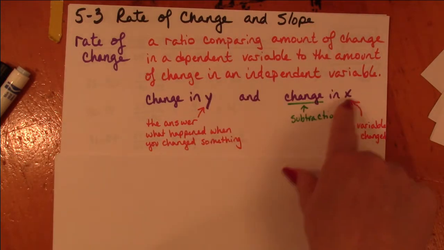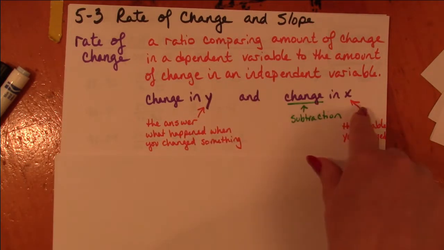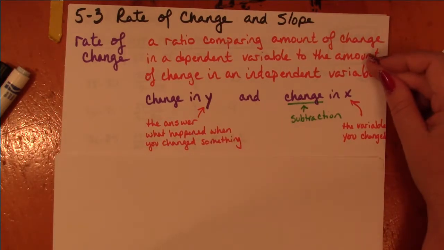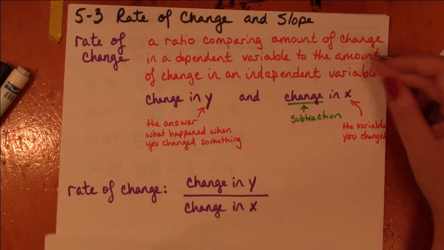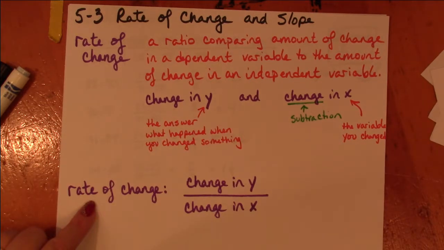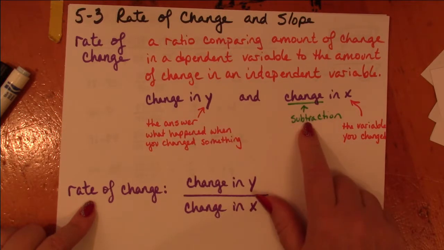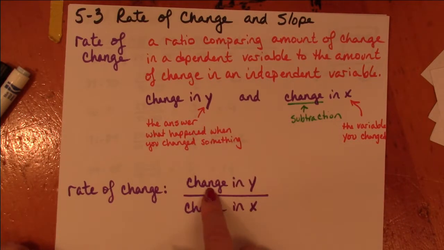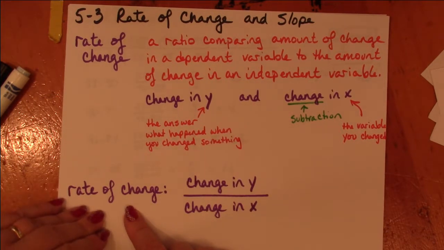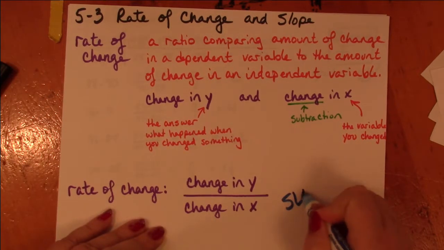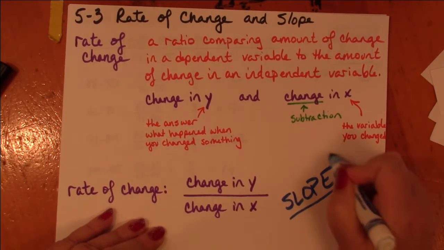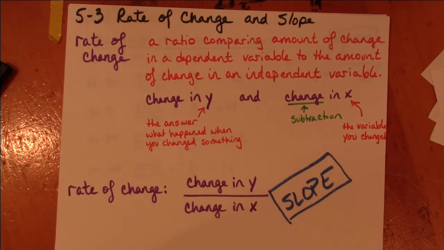So if we're going to have a ratio of dependent and independent variables, that just means we're going to put x and y in a fraction. So the rate of change is the change in y divided by the change in x. And change means subtraction. So if you have 2 points, you're going to take the 2 y's and subtract them. You're going to take the 2 x's and subtract them. And that gives you your rate of change. We also call our rate of change the slope. And this is the formula for slope.